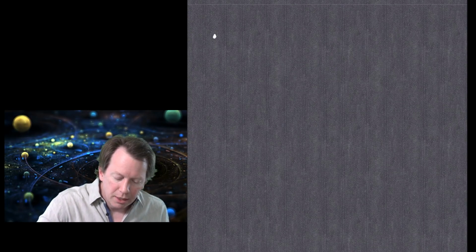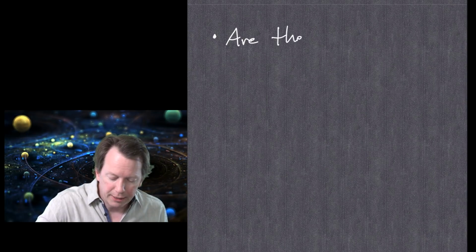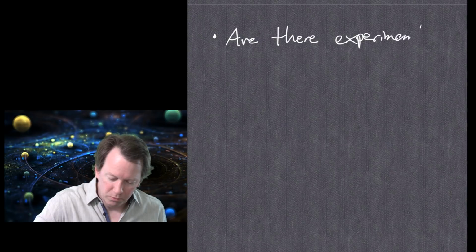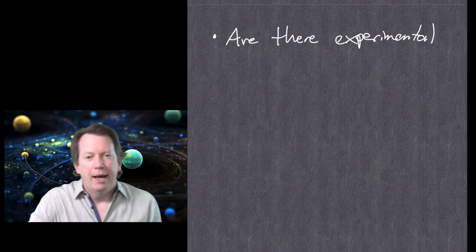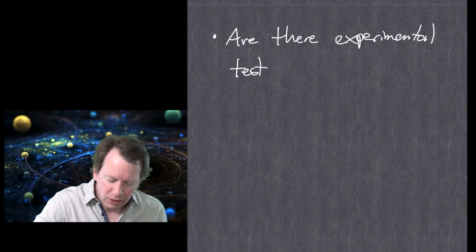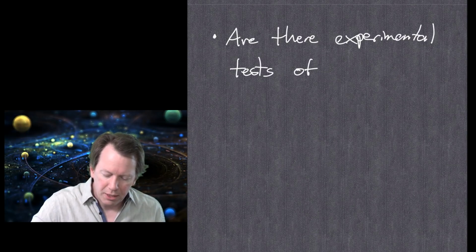Okay. Back to physics. Are there any experimental tests, or could there be, I guess? I wish I were better at talking and writing at the same time. Are there experimental tests of the discreteness of time?